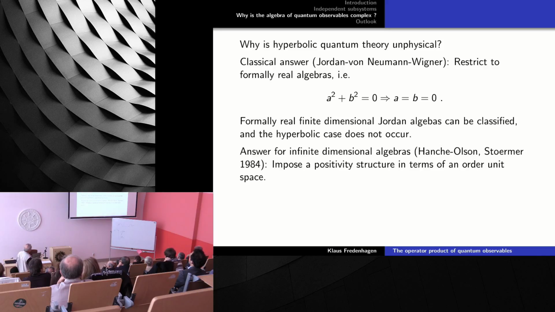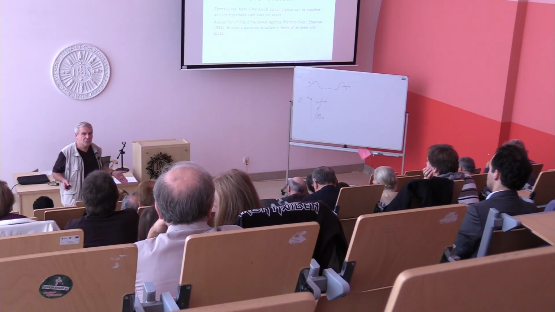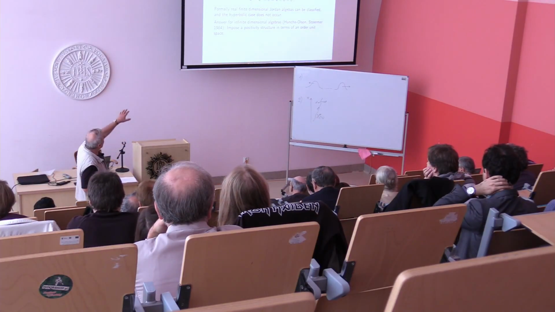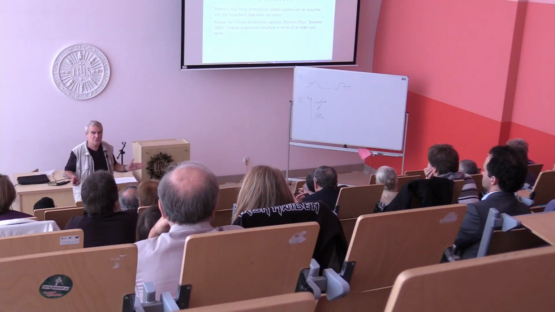And then they added an additional property, what they called formally real. This is some positivity structure, namely you require that squares of observables are in some sense positive objects, which means in particular that when we add them and this sum is 0, this can happen only if both are 0. And then they classified all possible Jordan algebras with this structure, and they found they were all known. You can look in this family of finite dimensional formally real Jordan algebras at the additional structure I described before, and just this hyperbolic case does not occur in this list, so it is excluded.